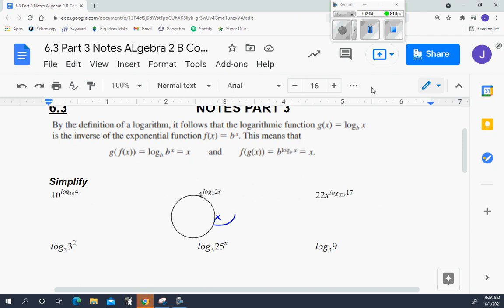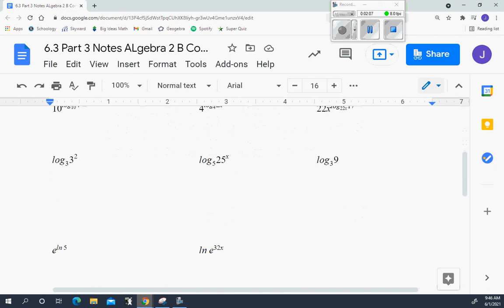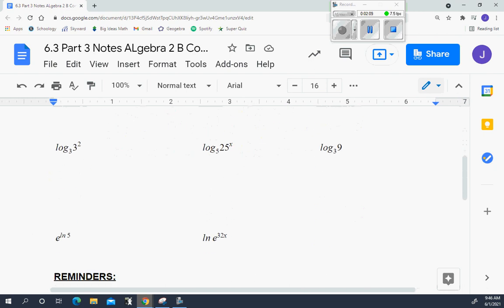Okay, so it should not be too bad. And now we have log base 3 of 3 raised to the second power. This whole thing cancels out. What are we left with? 2.